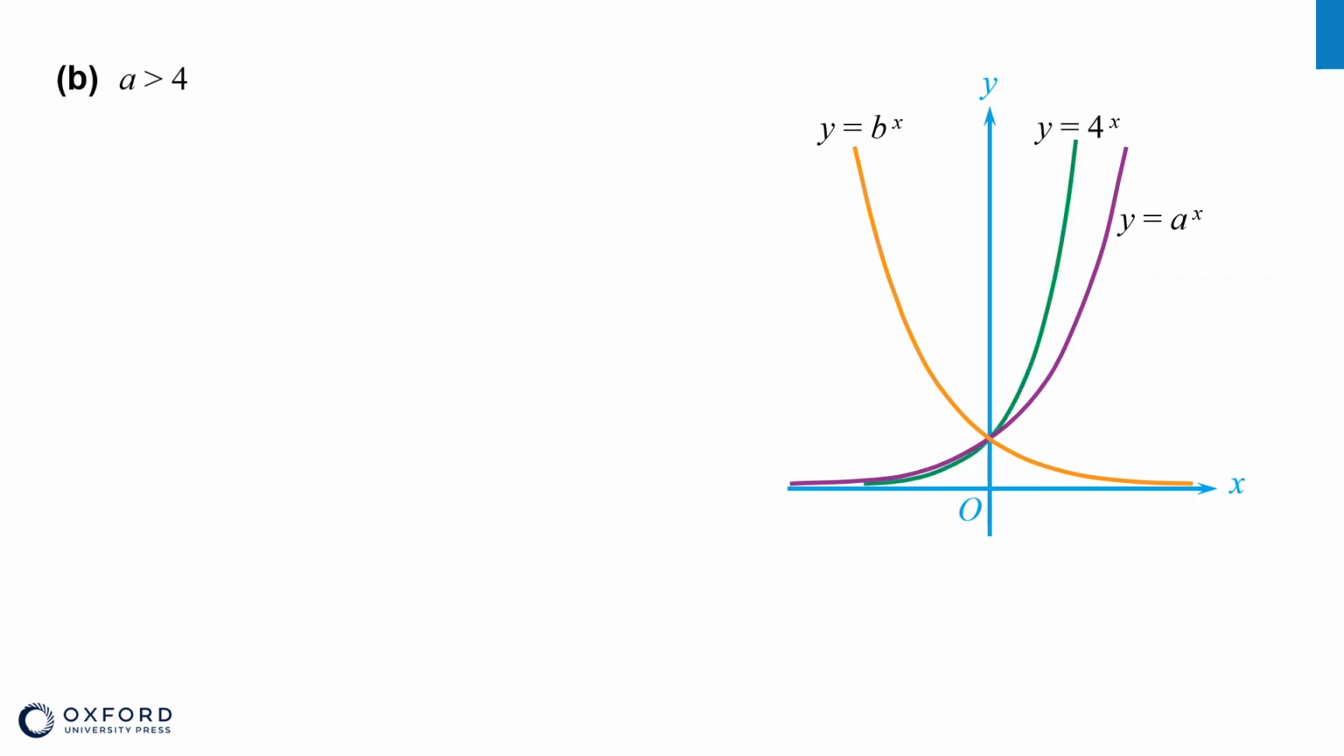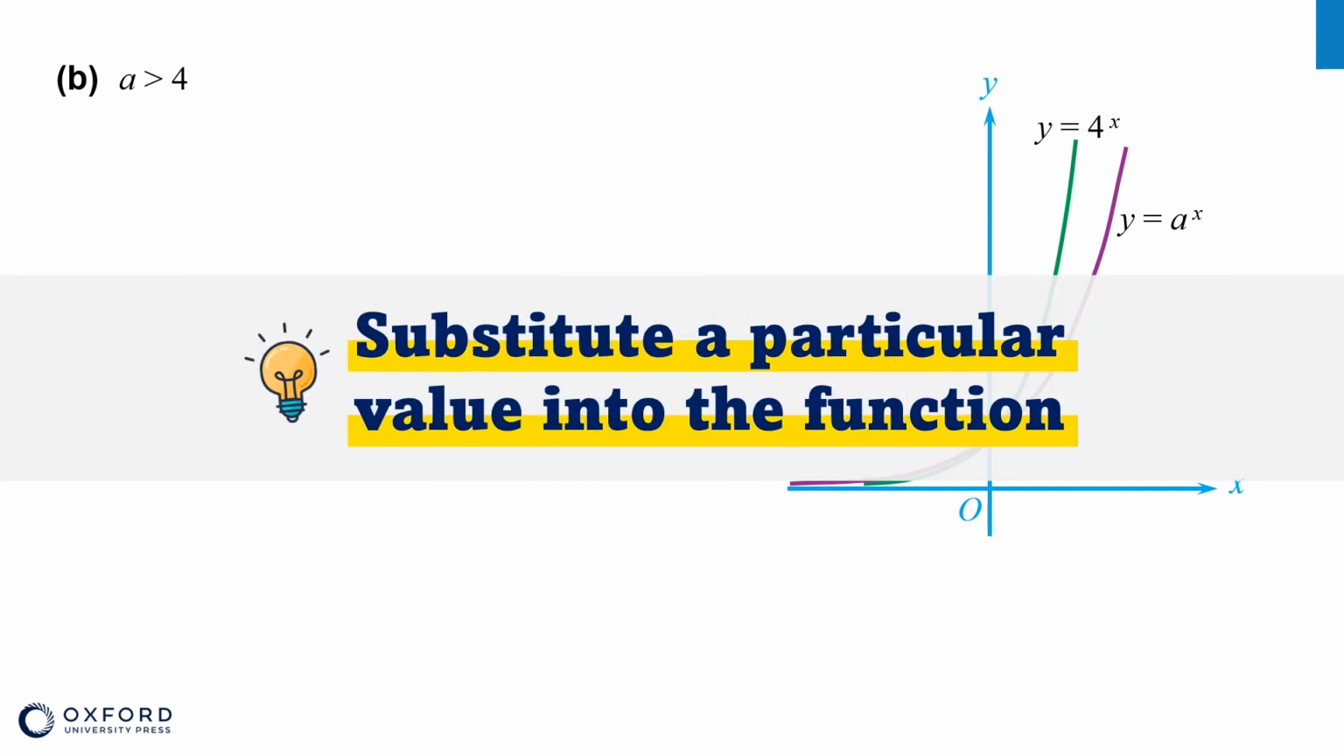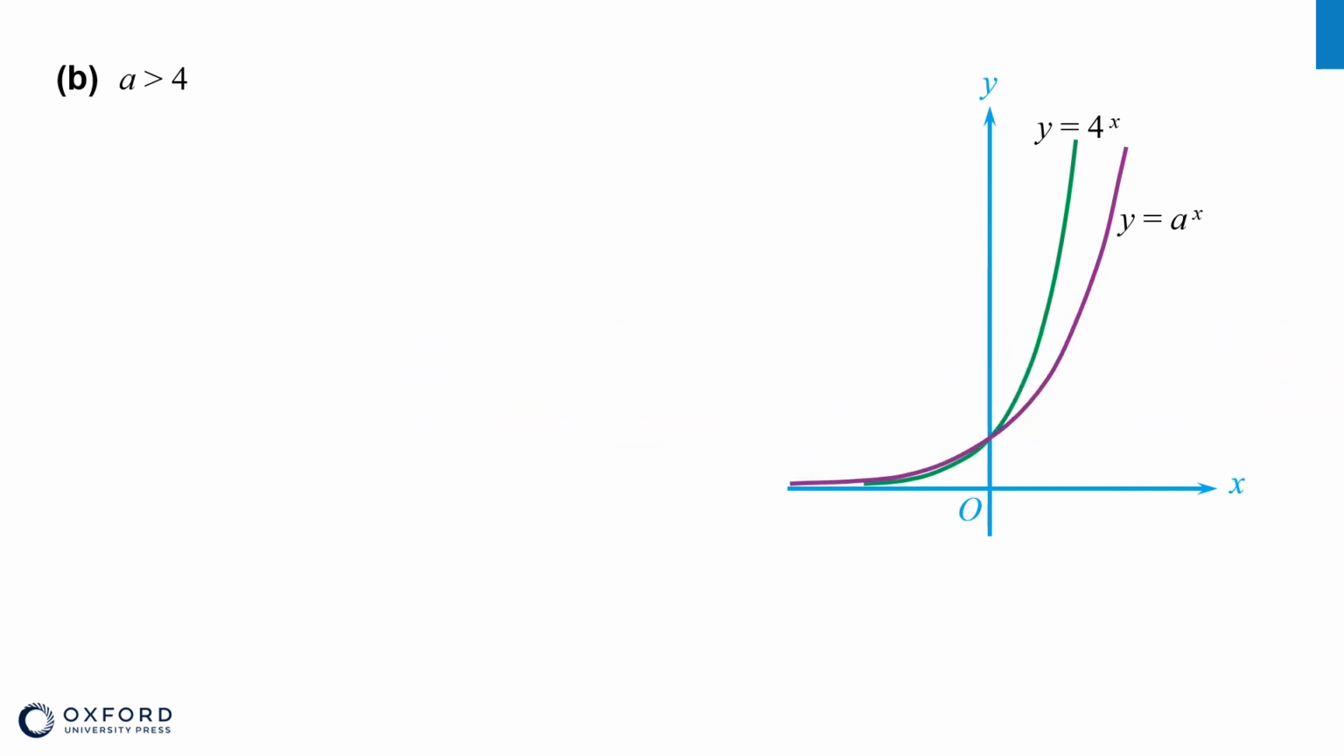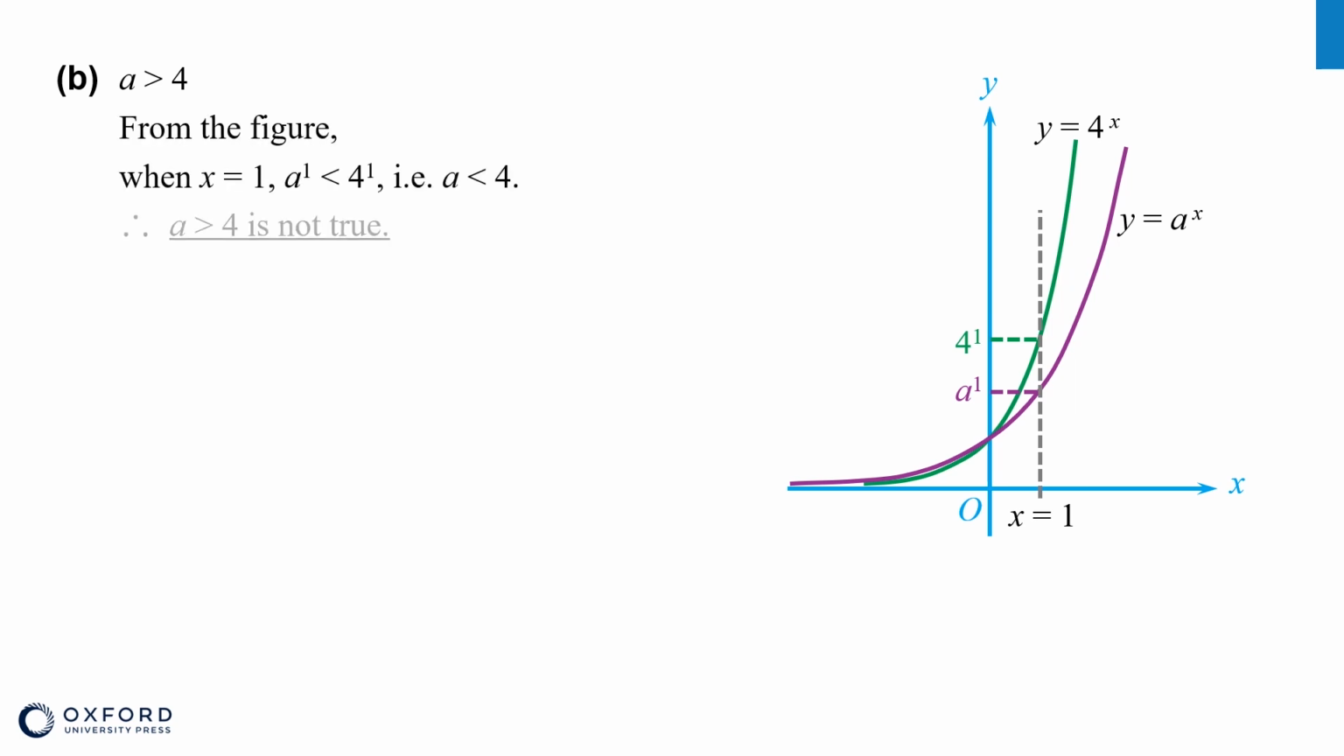Part B is a greater than 4. We look at the graphs of y equals 4 to the x and y equals a to the x. Can we apply the same method we just used? Again, we consider the values at x equals 1. When x equals 1, a to the first power, that is a, is here, and 4 to the first power, that is 4, it's here. Here we go, a is smaller than 4. So it's not true that a is greater than 4.